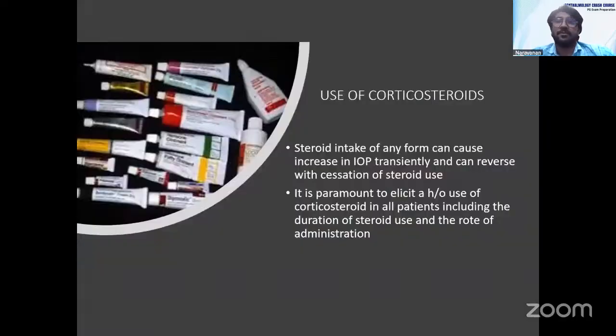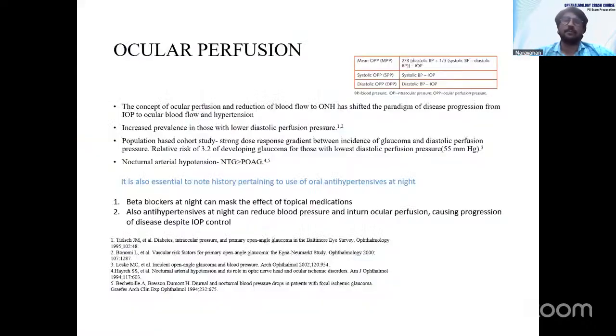The use of corticosteroids has to be elicited in all patients, not only in topical form, but also in the form of ointments, creams, nasal sprays, oral tablets, and any other medication, especially if the IOP is high. Ocular perfusion has now become a very important entity, especially as the paradigm has shifted towards normal tension glaucoma, especially with low diastolic perfusion pressure. So nocturnal hypotension is looked at as a very close entity in NTG.